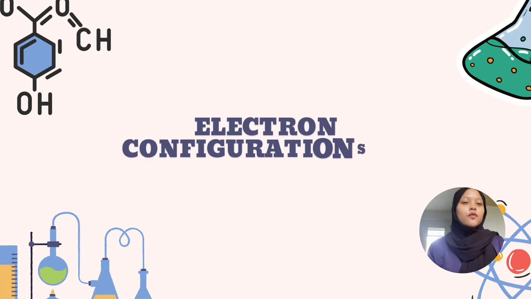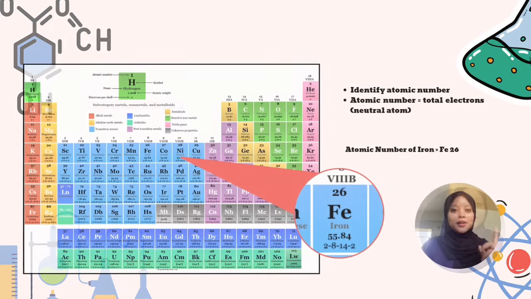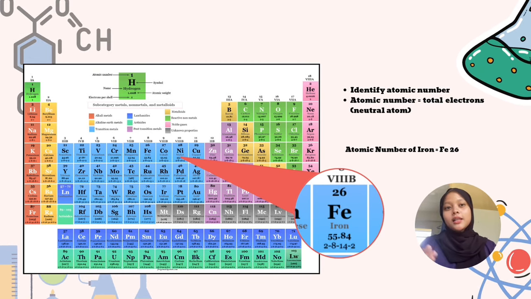Next is electron configuration of atoms and ions. I will explain how to determine the electron configuration step by step. First, we look at the atomic number. For a neutral atom, the atomic number equals the number of electrons. Based on the periodic table, the atomic number of iron is 26, so iron has 26 electrons.